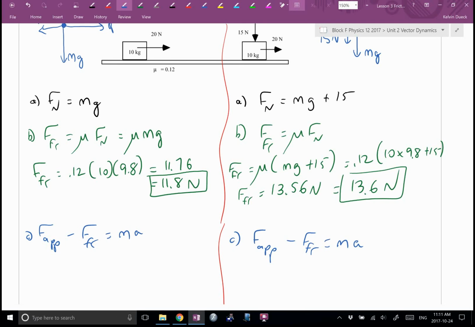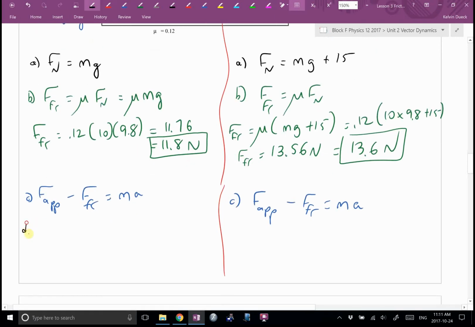What's D want me to find? How would I get the A by itself in this equation here? Divide by M? Divide by M, okay. And again, you'll notice I actually get the same equation each time. I get A equals F applied minus friction over M. And all it's going to change is the numbers.